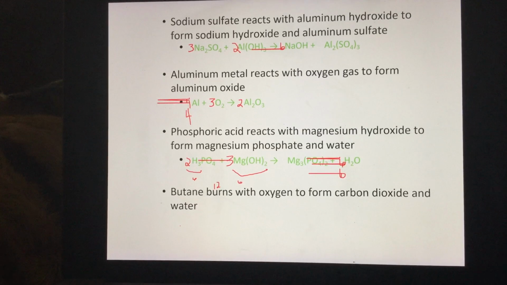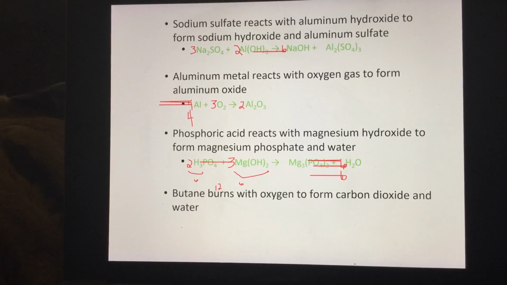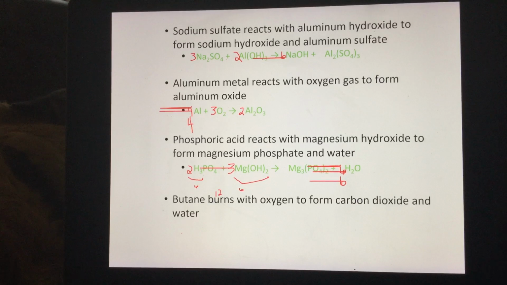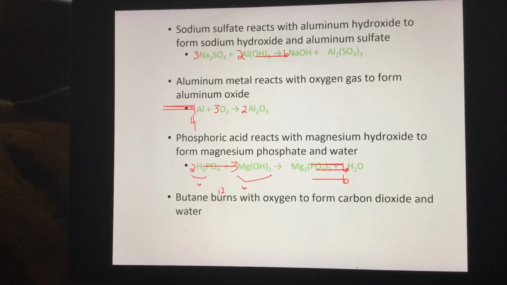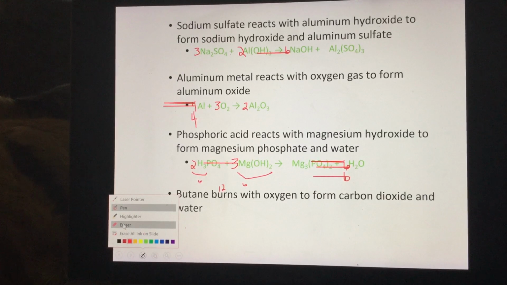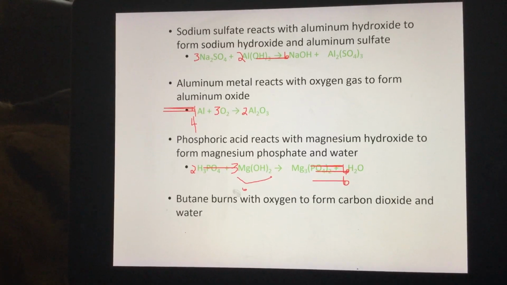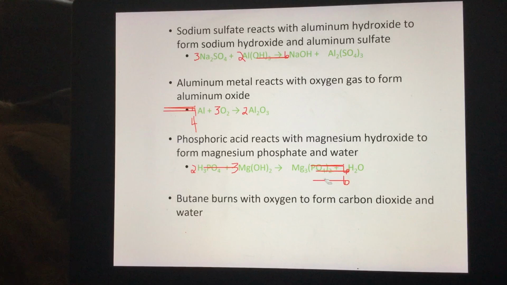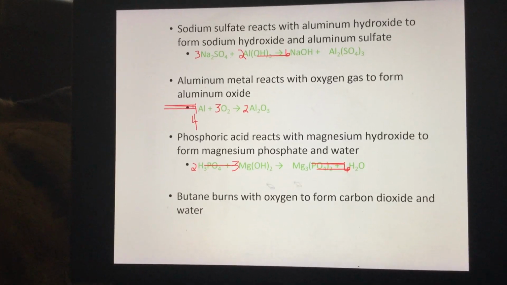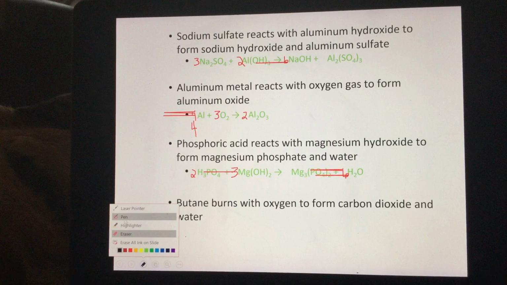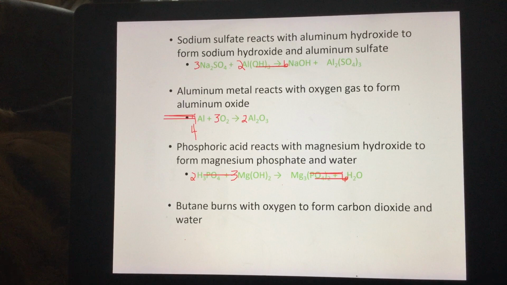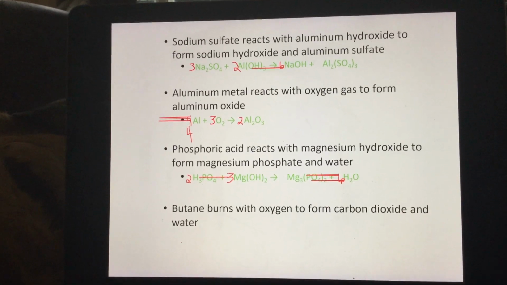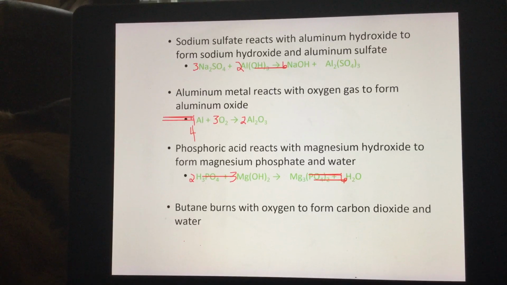And then let's check our oxygens. Again, we already balanced the oxygens and phosphate, so we just need to count these oxygens here, which is 6, and in this case the oxygens already balance. Okay, so our overall balanced reaction is 2 phosphoric acids reacting with 3 magnesium hydroxides to form magnesium phosphate and 6 waters. So that is our balanced chemical reaction.